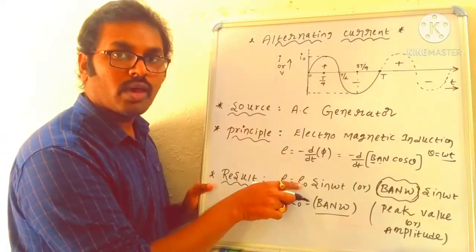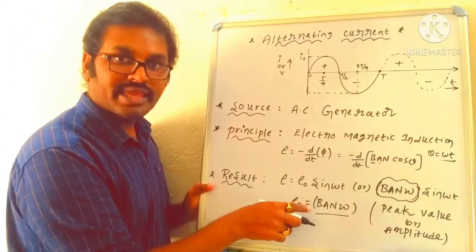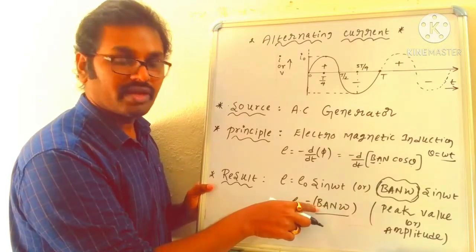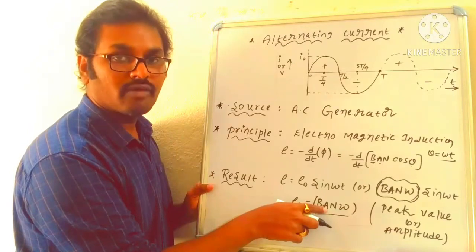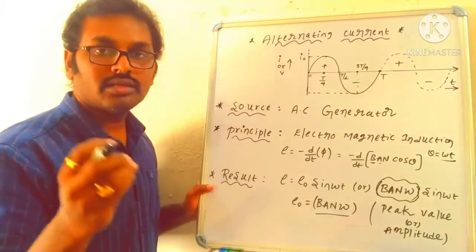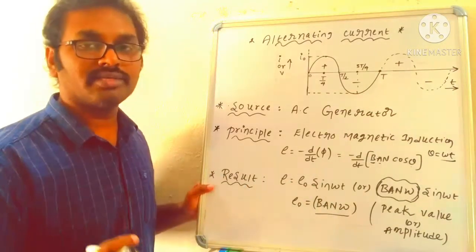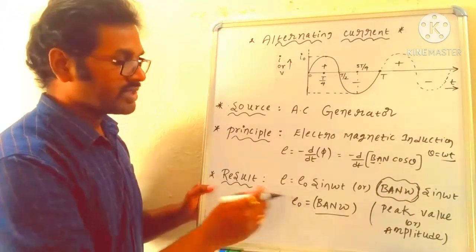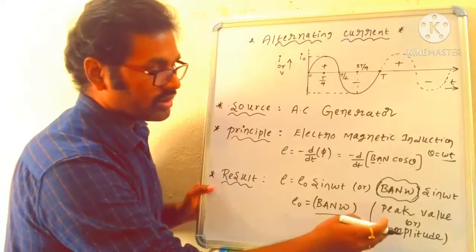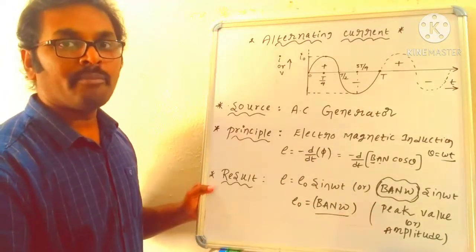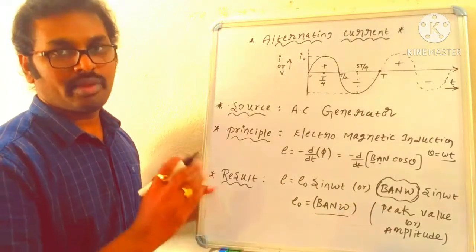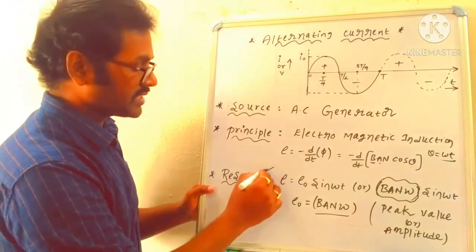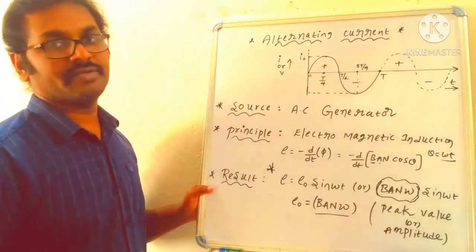E naught is the peak value, BAN omega, where B is the magnetic field induction, A is the area of cross section of the coil, N is the total number of turns, and omega is the angular velocity. If you take these things, you will get the peak value, also called the amplitude of the EMF of an alternating source. This is the expression that we need here.